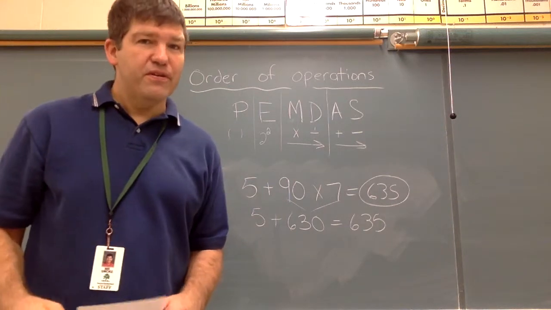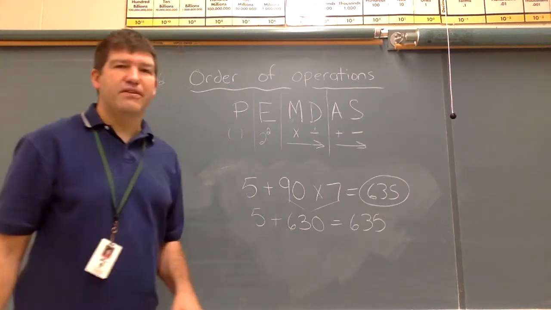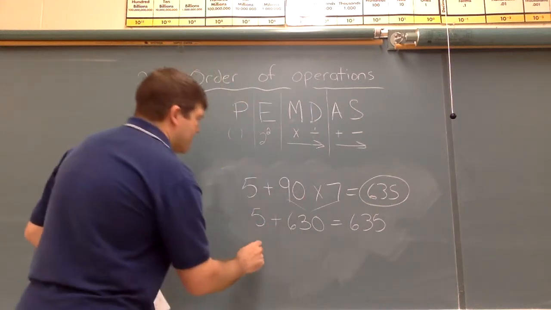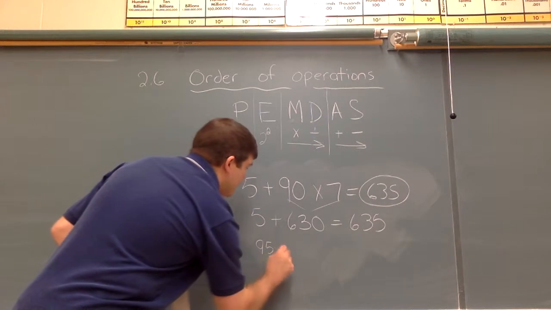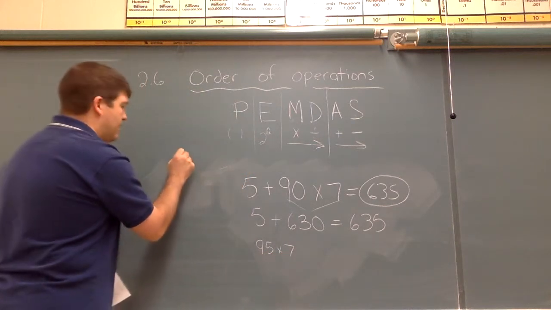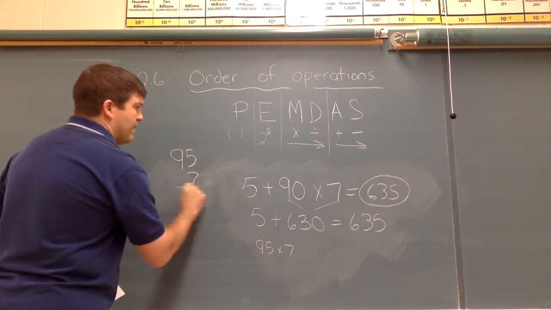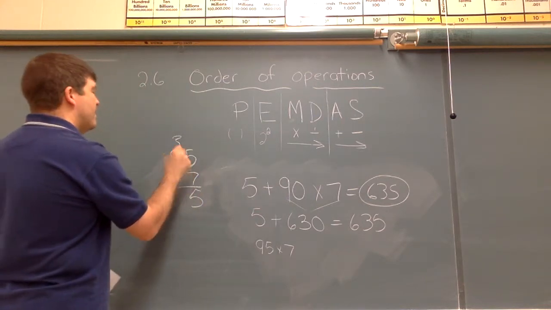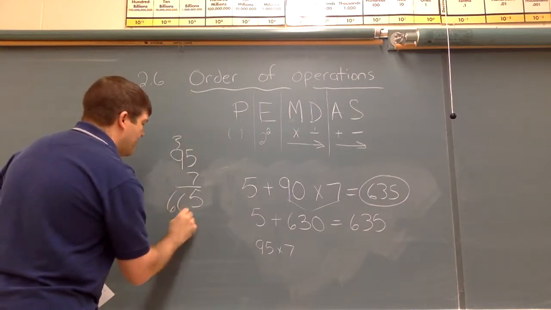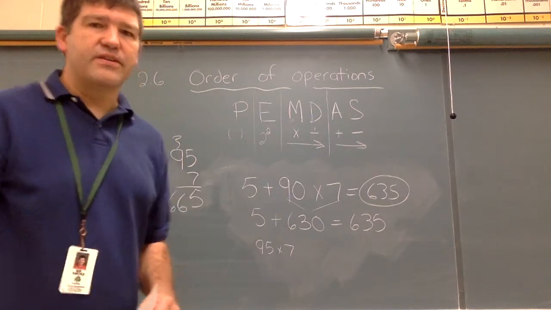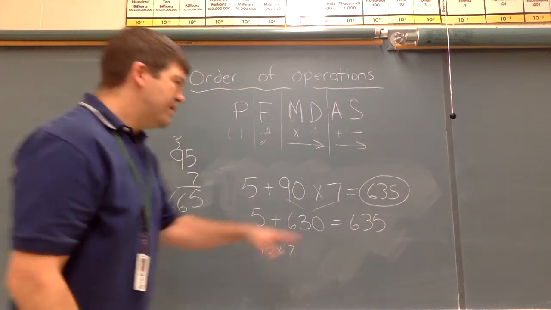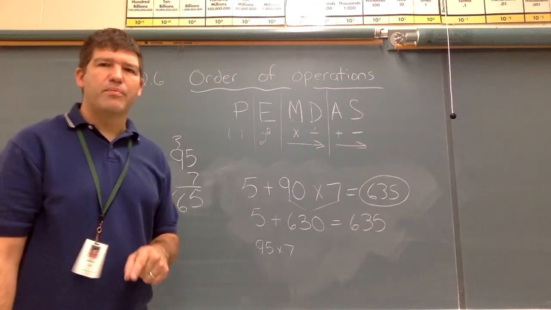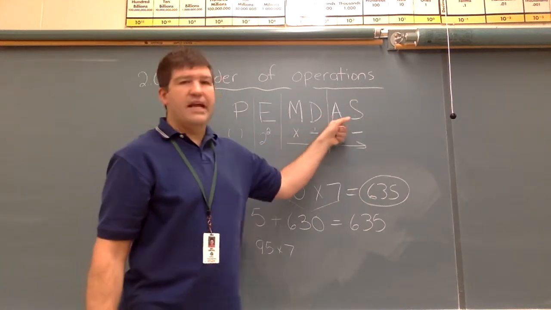Now if I would do that in a different order, if I would do the 5 plus 90 first, I would get something much different. Let's try it. 5 plus 90 is 95 times 7. 95 times 7, 35, 63, plus 3, 665. That's a different number. Pretty close, but it's different. It's not correct. This is the correct one because you followed the order of operations. Please excuse my dear Aunt Sally.